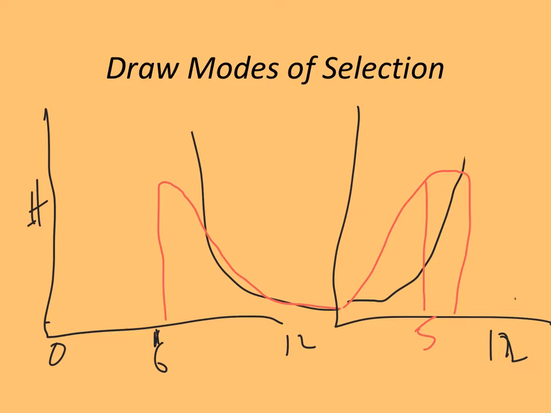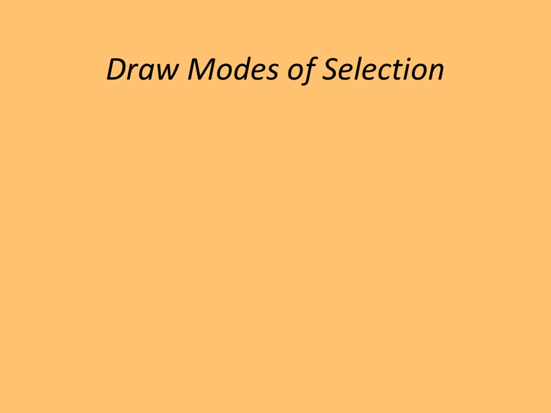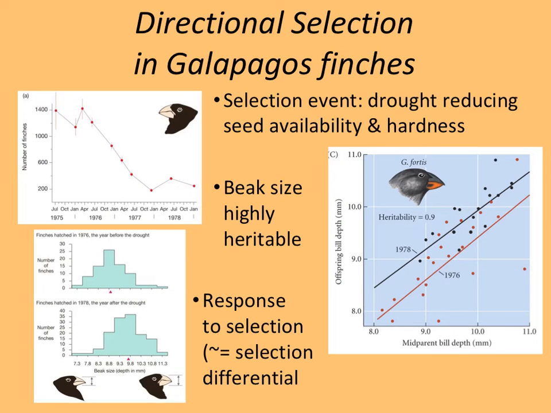Now, so this is directional selection. You can go longer or shorter. Now there's more of that. And here's an example, in terms of Galapagos finches, they have different sized beaks. Now it turns out right here was the start of a drought. And this is the number of individuals. There were up to like 1,400 initially.